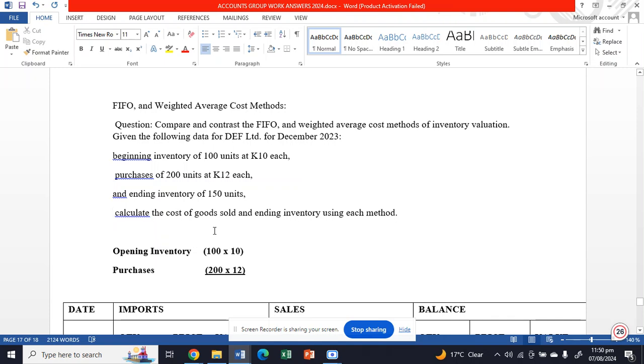Okay, so we need to get the cost of goods sold and the value of the closing inventory. With these methods, the value of the closing inventory won't be the same. They will give different values. So let me show you how the procedure is done.